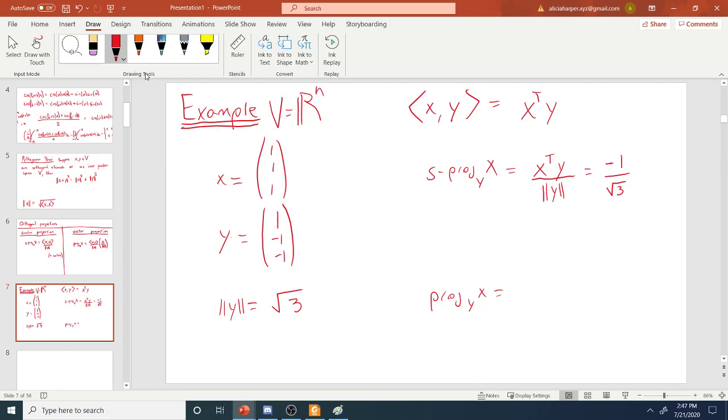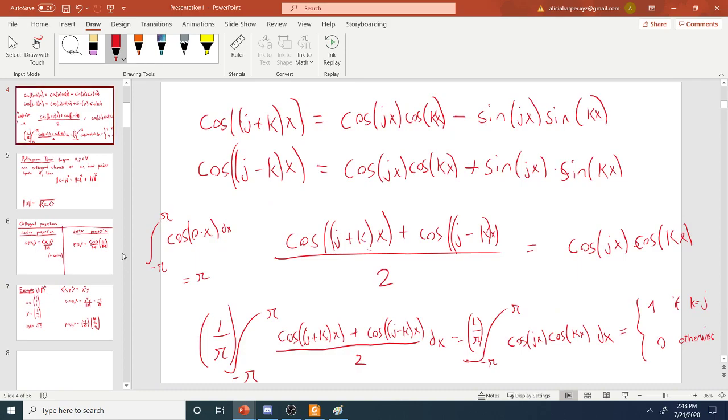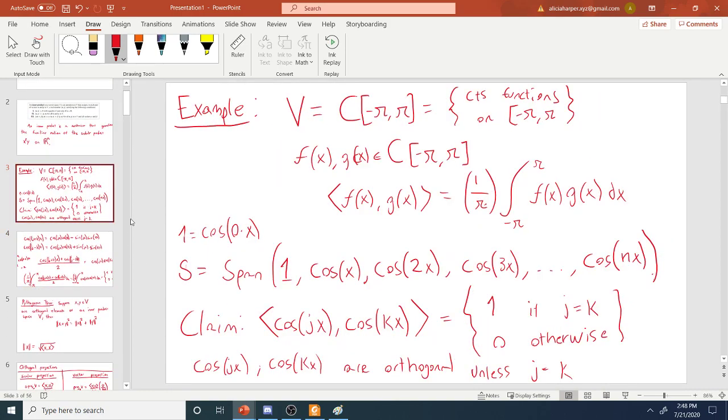Now we can figure out what the vector projection has to be. It's going to be negative 1 over the square root of 3 times, well, first I take the vector y and then I divide by its norm. So 1 divided by the square root of 3, negative 1 divided by the square root of 3, negative 1 divided by the square root of 3. And this right here is the vector projection. So you've all done computations like this in the past. Let's do one in the context that we were studying here, namely with respect to a space like this.